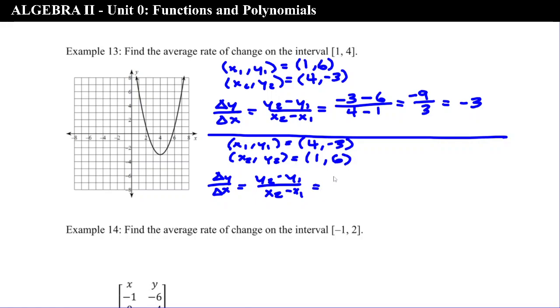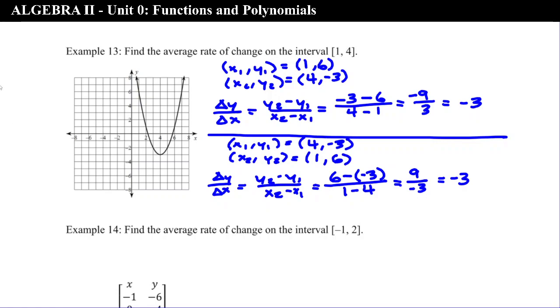y2 in this case is 6. y1 is -3, so we're doing minus a -3. x2 is 1, and x1 is 4. 6 minus -3, well, we've got negative, so that's a positive, so 6 plus 3 is 9. 1 minus 4 is -3, and we still end up with -3. So no, it does not matter which order you have it in. The key here is you need to make sure that your 2's go together and that your 1's go together properly. In other words, that you're actually using the correct points that are actually along this graph. Okay?